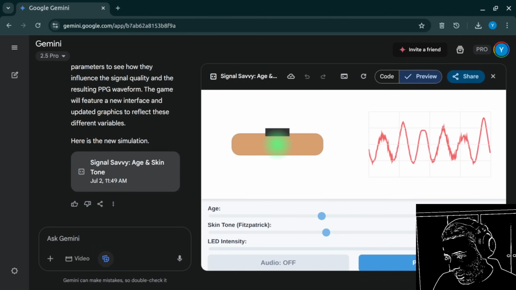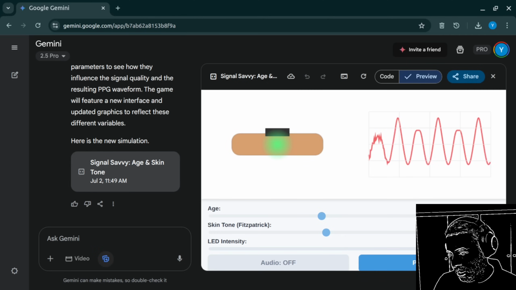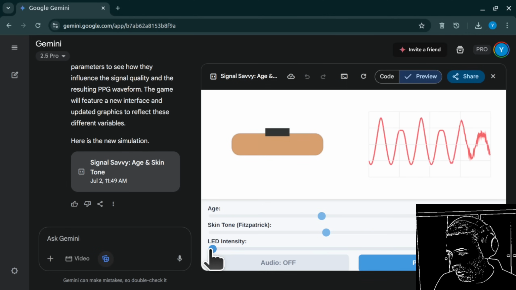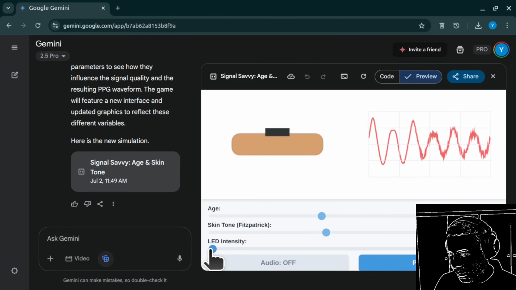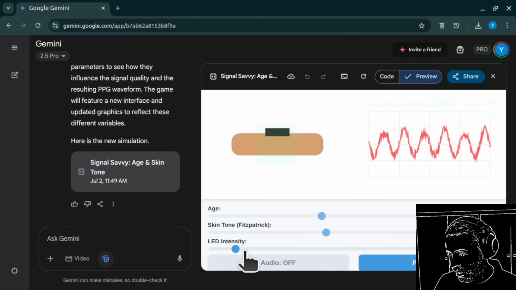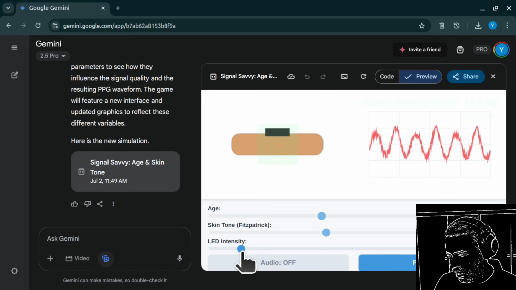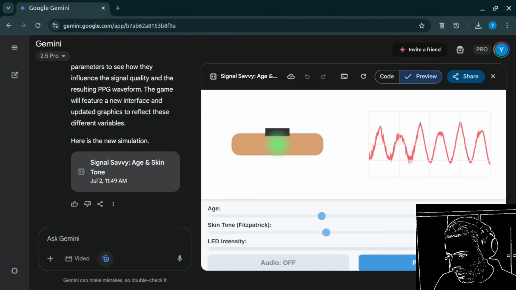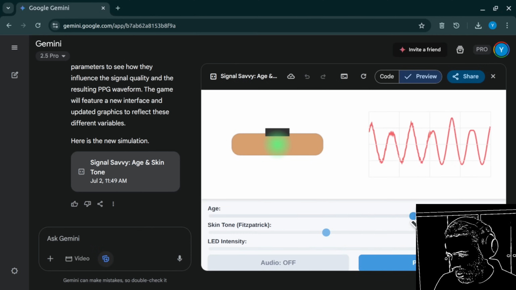LED intensity makes a substantial noticeable difference. So low LED intensity, you have more noise, lower signal output. It shows you the signal quality up the top.